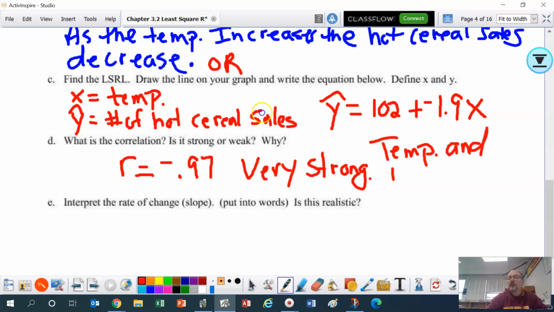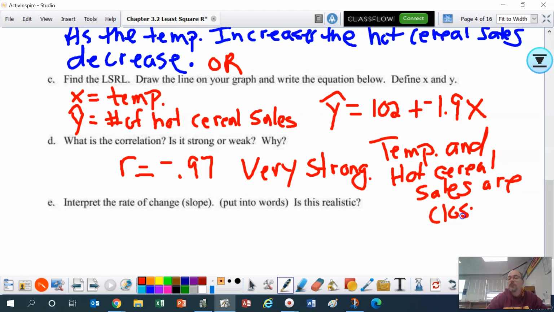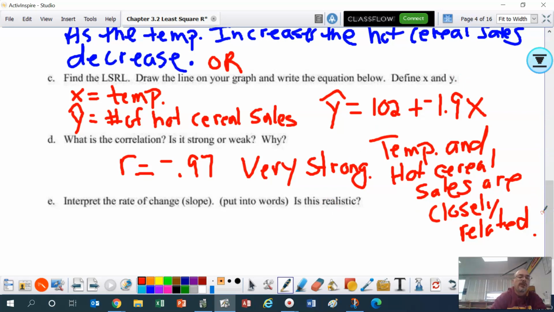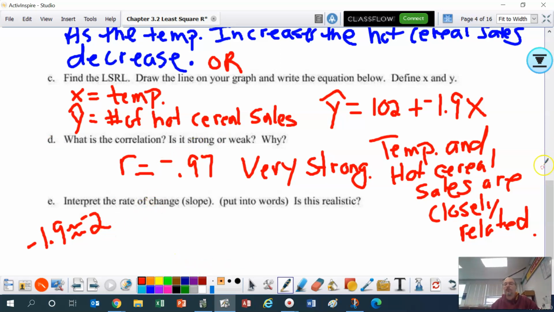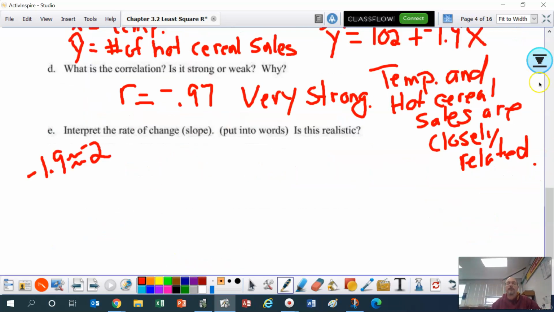Temperature and hot cereal sales are closely related. All right. Interpret the rate of change. Okay, so we know that the rate of change is negative 1.9, right? But I'm going to go ahead and say that that is like negative 2 now. Okay, negative 2. So what does that mean?